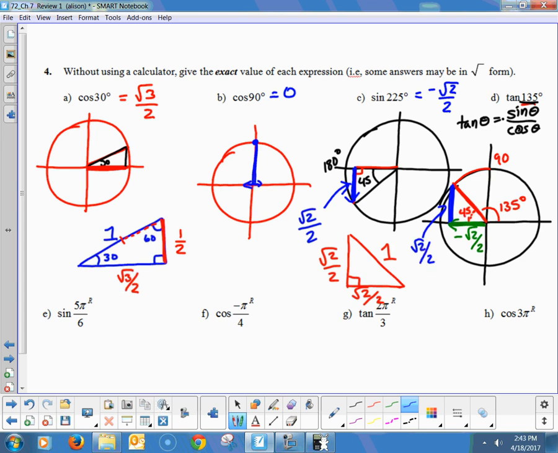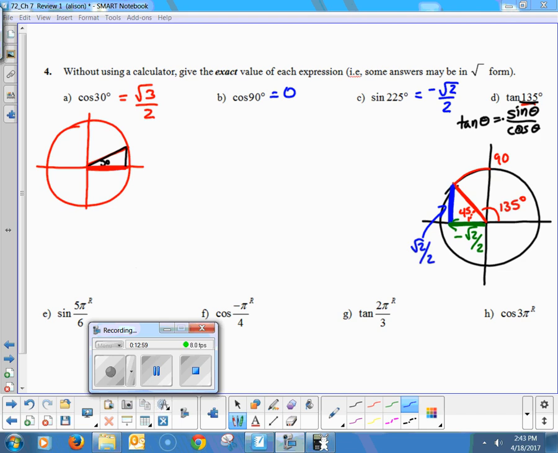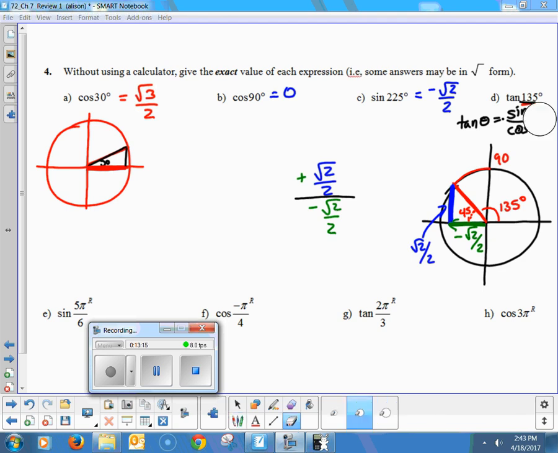And so if we take the sine over the cosine, what we're going to get is the sine, which is the y value, root 2 over 2, over the cosine, which is the x value, negative root 2 over 2. Anything divided by itself is 1, but it's a positive divided by a negative, which makes our answer negative 1. So this does equal negative 1.